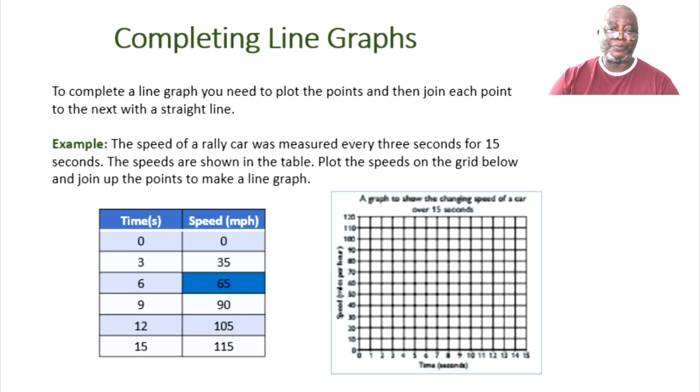And then the speed, miles per hour. At 0, it is 0 because it's stationary. At 3 seconds, it's 35 miles per hour. At 6 seconds, it's 65 miles per hour. At 9 seconds, it's 90 miles per hour. At 12 seconds, it's 105 miles per hour. At 15 seconds, it's 115 miles per hour. You can measure the progression as you go along.